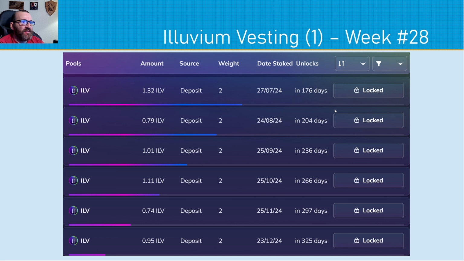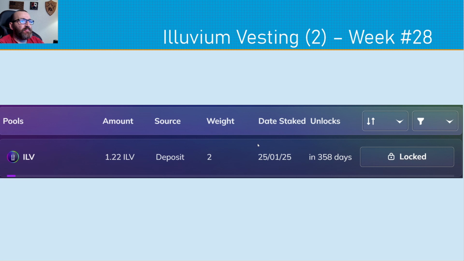And then you see every month after that, I've deposited another $30. So on August 24th, on September 25th, on October 25th, on November 25th, on December 23rd, and then on page 2, you see now there's a 2 here, Illuvium investing. This is the most recent one on January 25th. So now that it's February 1st, around say the 25th or so, I'll do another one. This will have 2 on this page.